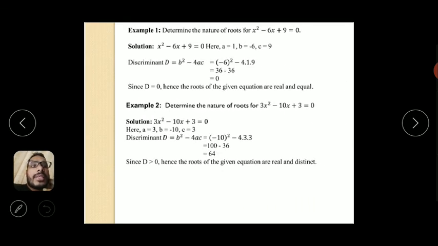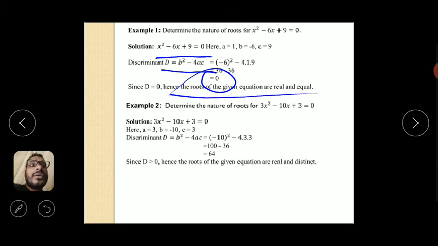Let's check out the examples to understand the nature of roots here. The first example is x square minus 6x plus 9 equals to 0. You don't have to solve the entire thing to get the solution of this. You just have to find the discriminant, which is d is equal to b square minus 4ac, and check what answer you're getting. If you're getting d equal to 0, then it is having what? Real and equal roots. And for the next example, that is 3x squared minus 10x plus 3 equals to 0.